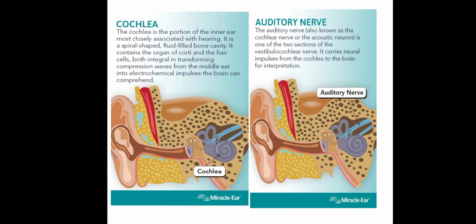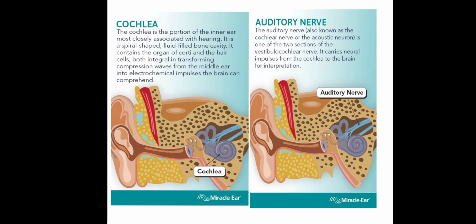Next, we have the last portion, that is the cochlea, the portion of the inner ear most closely associated with hearing. It is a spiral-shaped, fluid-filled bone cavity. It contains the organ of Corti and the hair cells, both integral in transforming compression waves from the middle ear into electrochemical impulses the brain can comprehend.